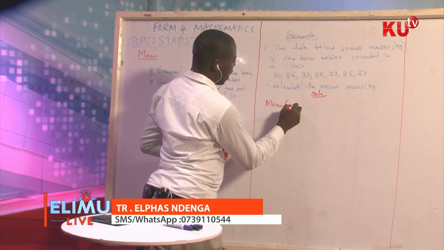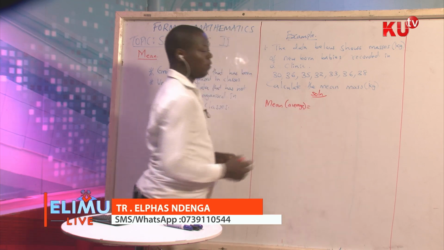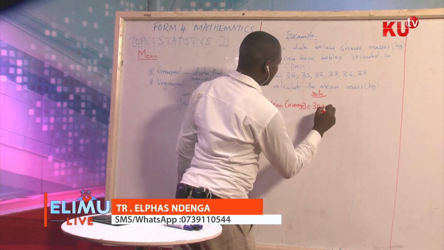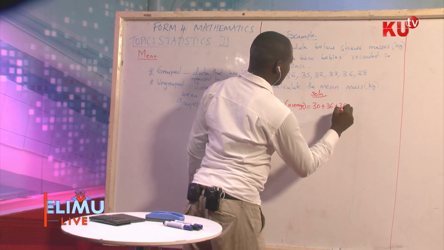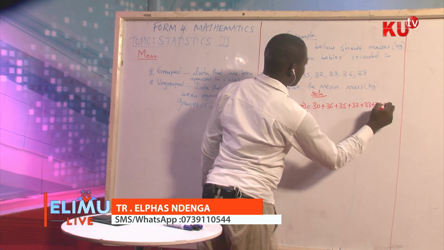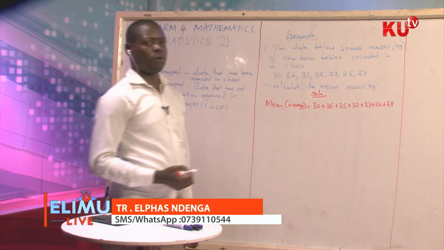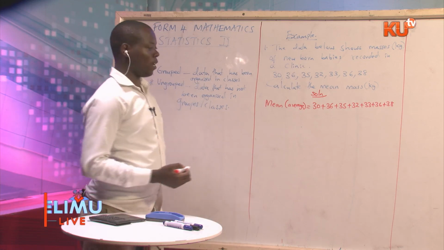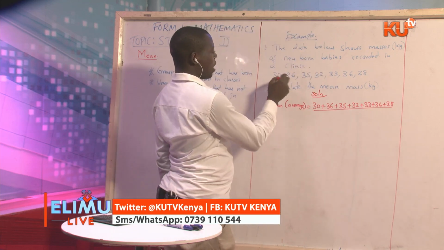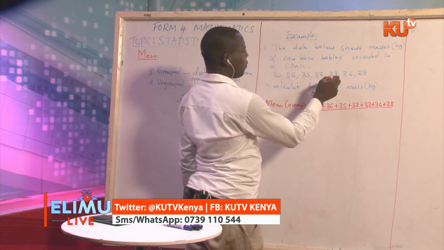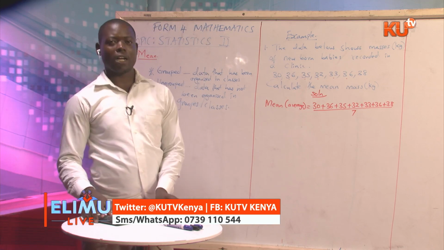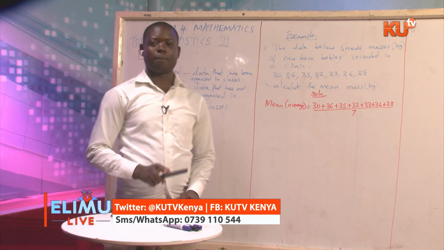So in this case, our mean is the average. So how do we get it, students? Right, we sum them up, 30 plus 36 plus 35 plus 32 plus 33 plus 36 plus 38. Then what do we do, students? We divide by the number of babies. How many babies are there? 1, 2, 3, 4, 5, 6, 7. Good. The new babies that were recorded were 7.